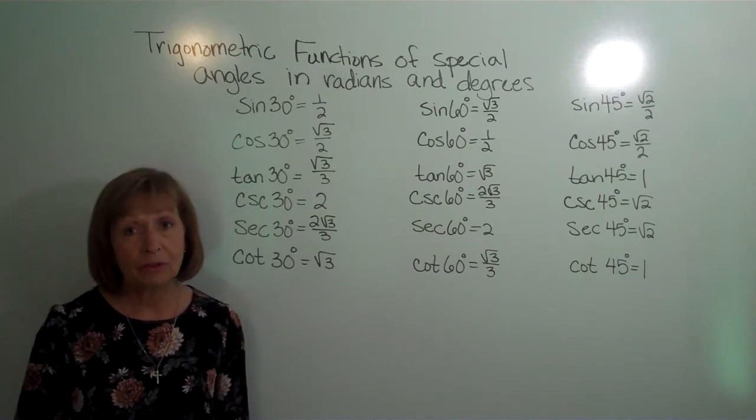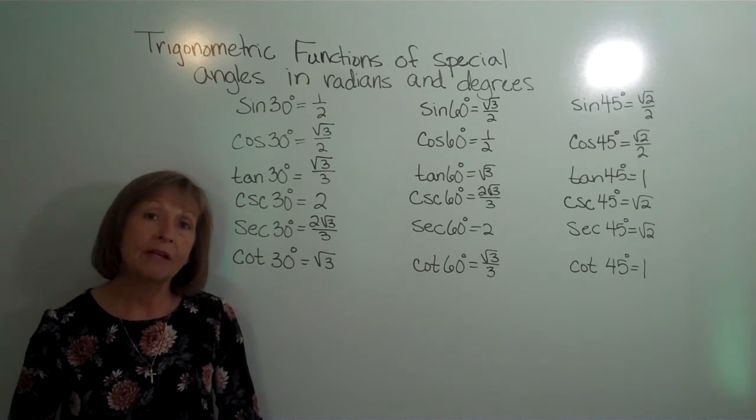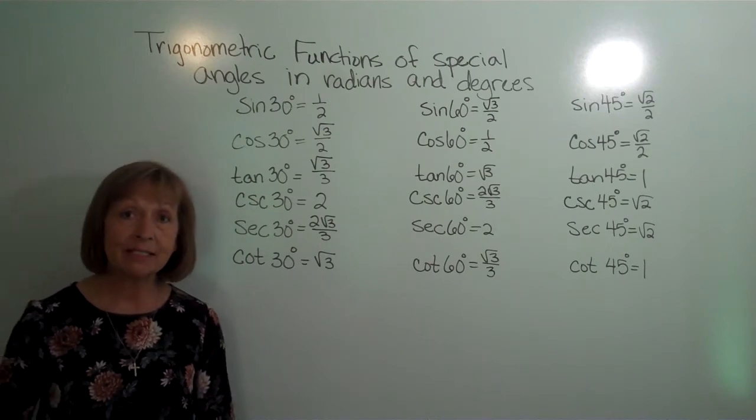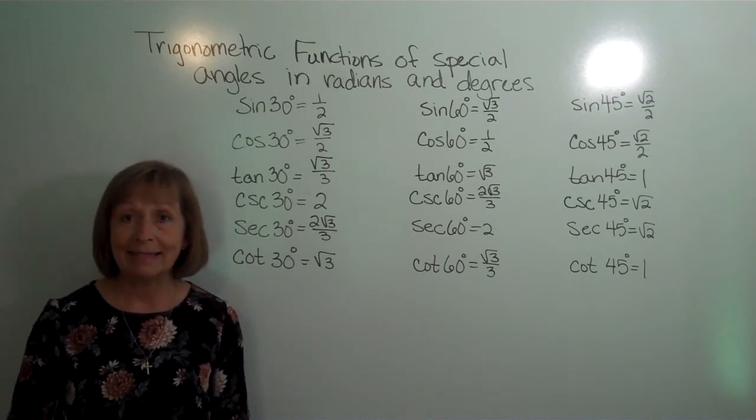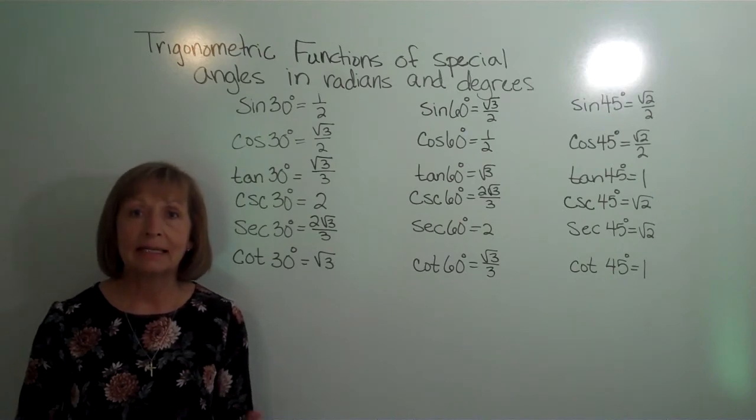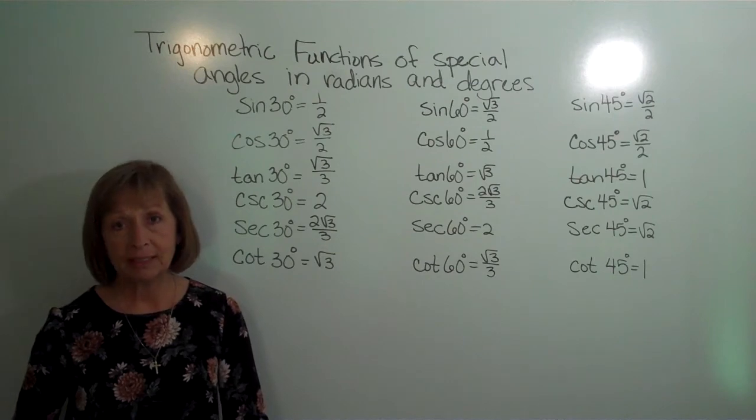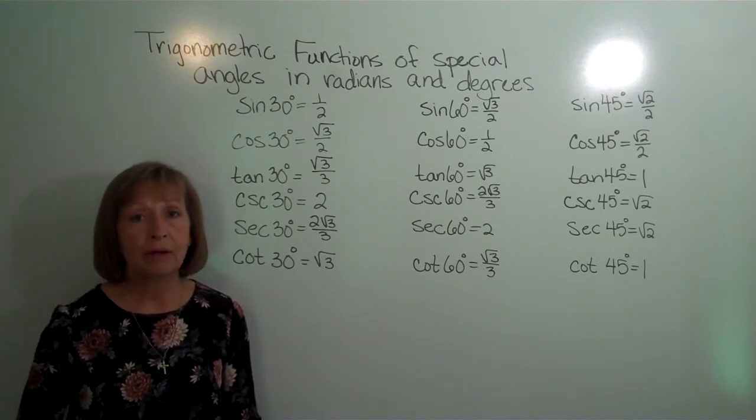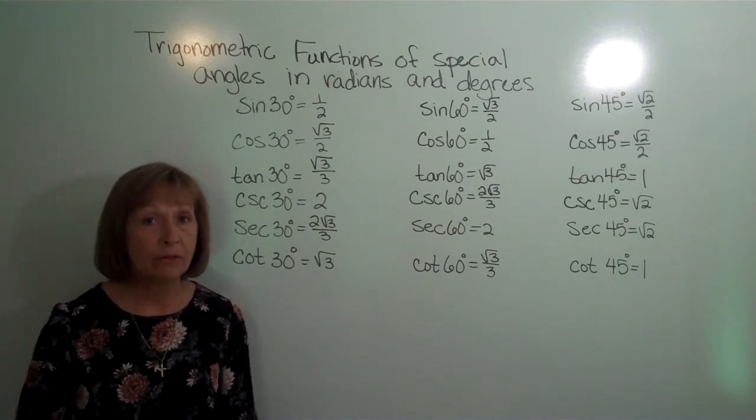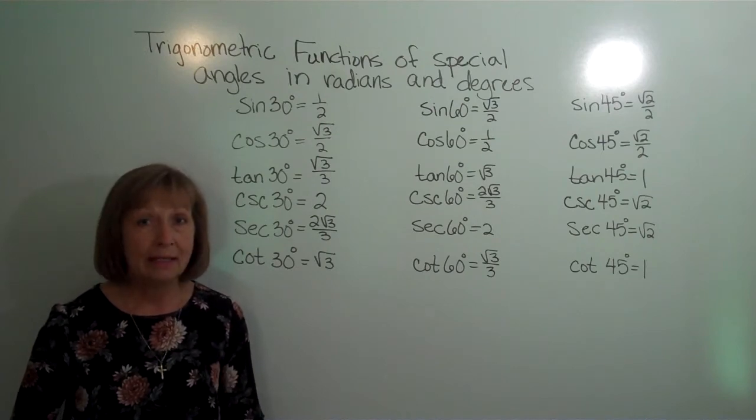It's also very important to realize that if you have a number that doesn't have the degree mark on it, that is an angle measurement in radians. So if you have an angle measurement and it doesn't have the degree mark on it, it's in radians, whether there's a pi with it or not.